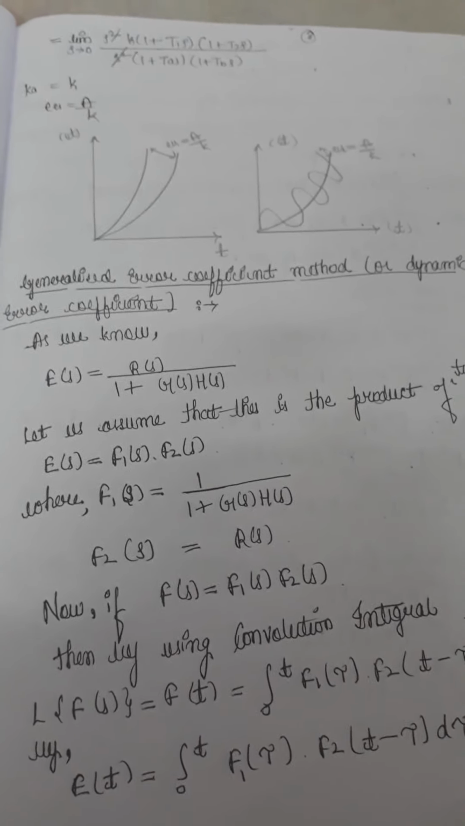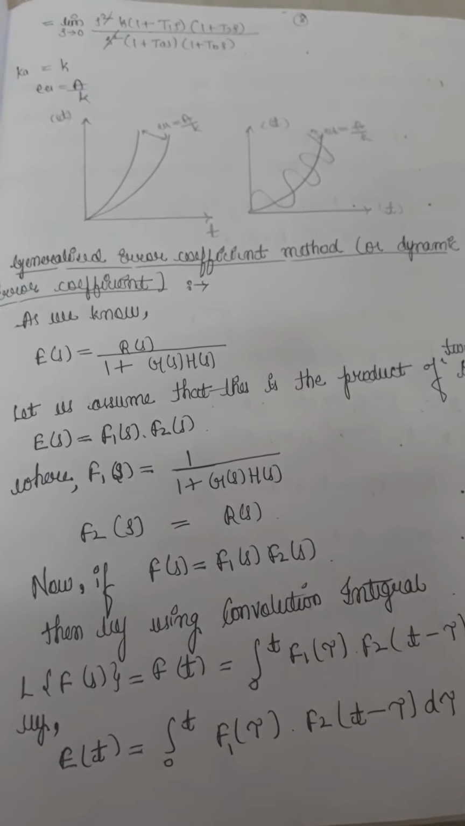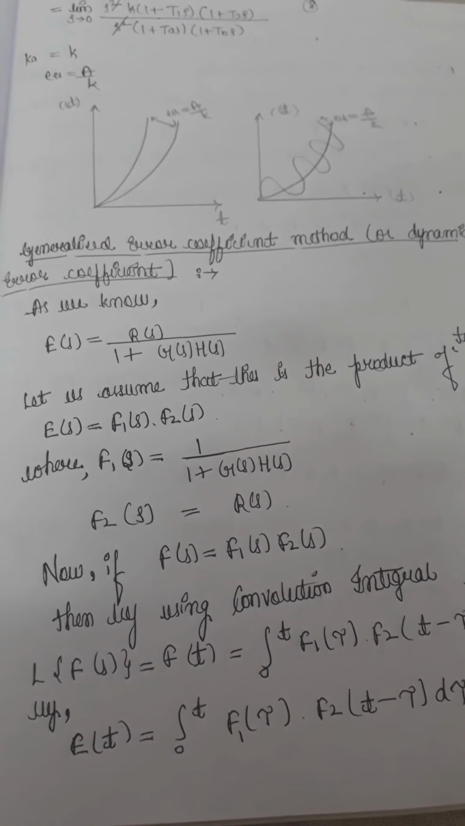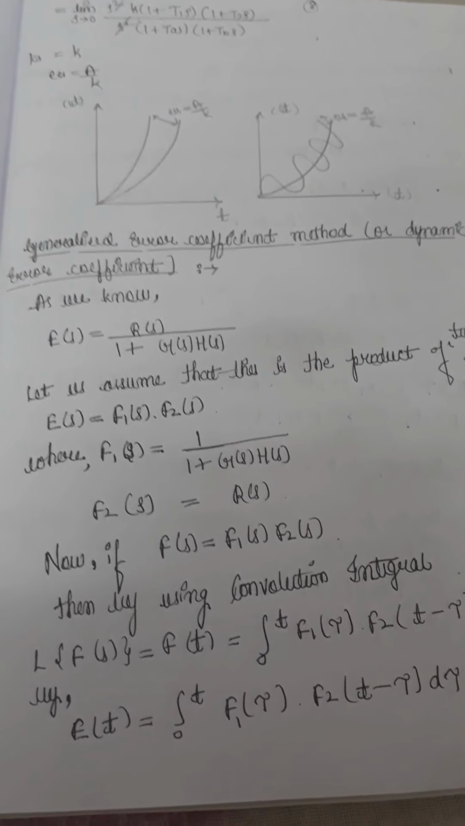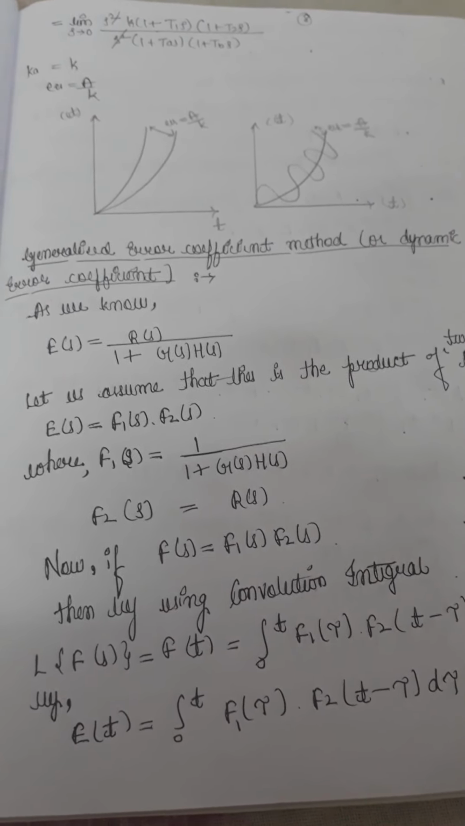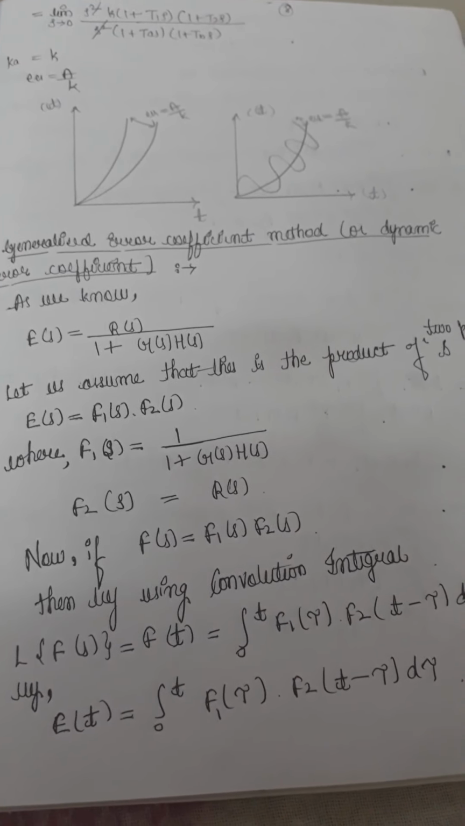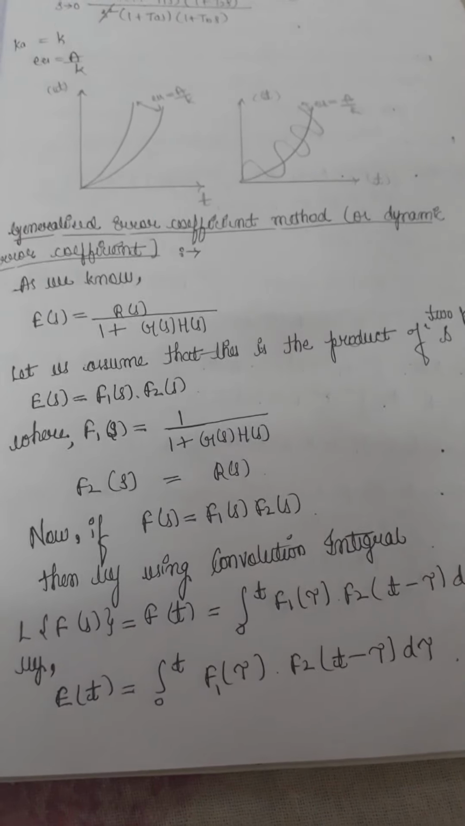Good morning, students. In continuation of the previous class, today we will discuss the generalized error coefficient method, or dynamic error coefficient method. As we know, the expression for E(s), from the third module, is E(s) = R(s) divided by 1 plus G(s) H(s).